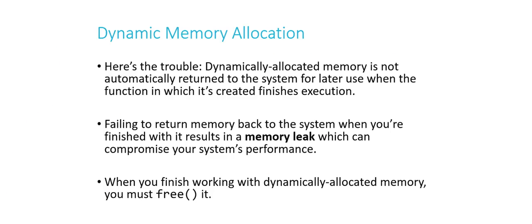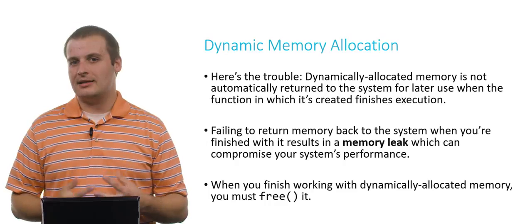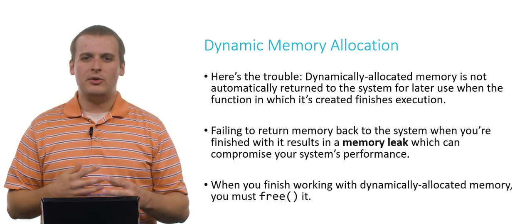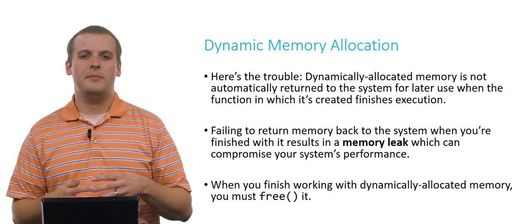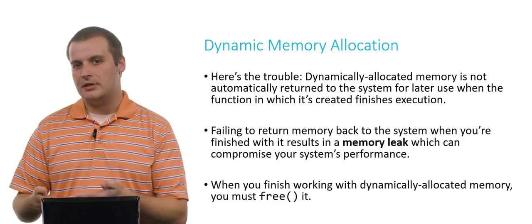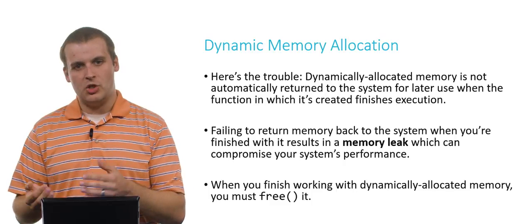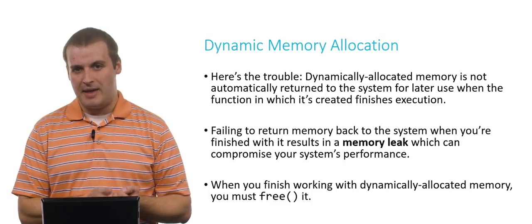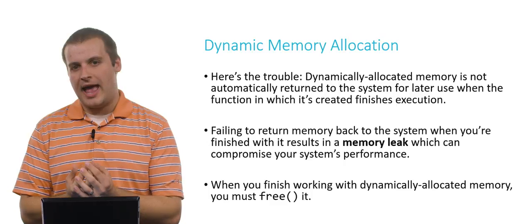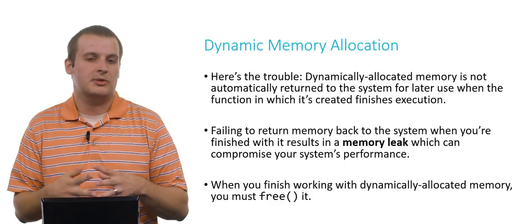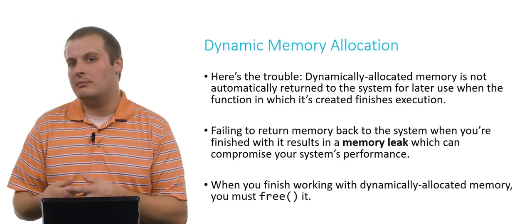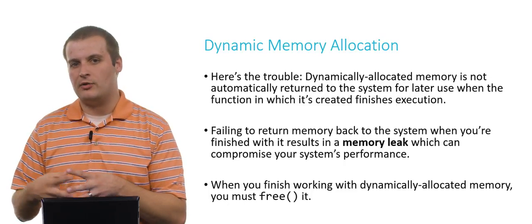Here's the big problem with dynamically allocated memory, though, and this is why it's really important to develop some good habits when you're working with it. Unlike statically declared memory, your memory is not automatically returned to the system when your function is done. So if we have main, and main calls a function f, when f finishes whatever it's doing and returns control of the program back to main, all of the memory that f used is given back. It can be used again by some other program or some other function that gets called later on in main. It can use that same memory over again.